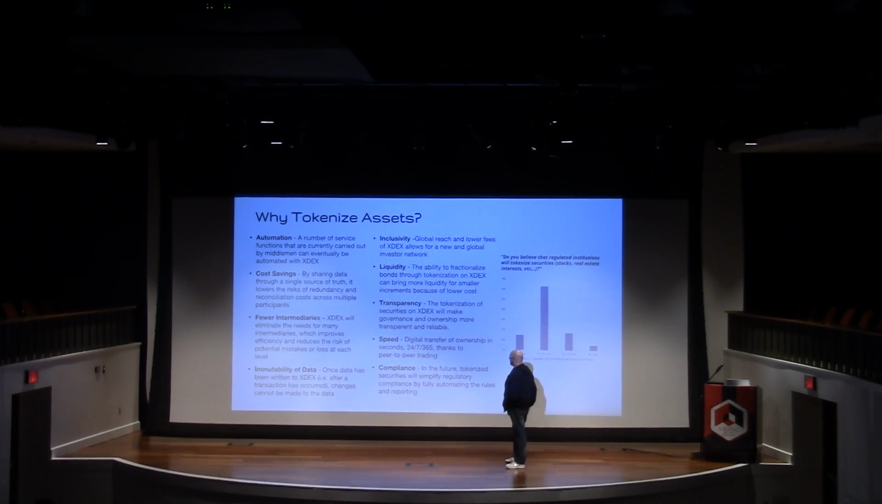Speed, right? I can transfer ownership literally in seconds. When people say blockchains aren't fast, well, they used to not be fast, but our chain can handle 100,000 transactions per second at scale, which is pretty quick. I can confirm a transaction in a second. It's pretty fast, and that's global. Compliance, so we talked about that.